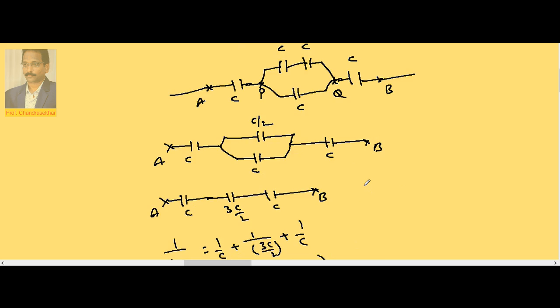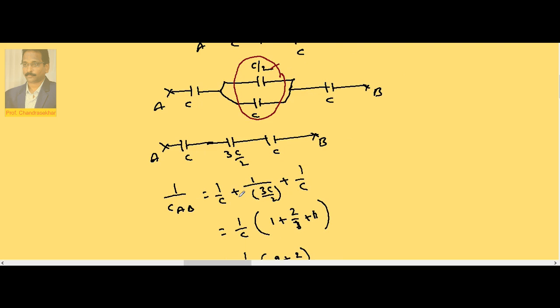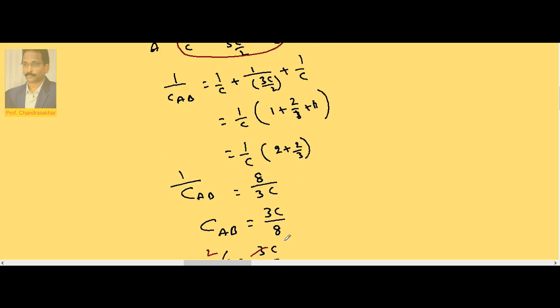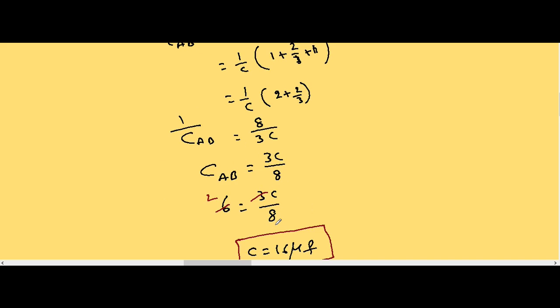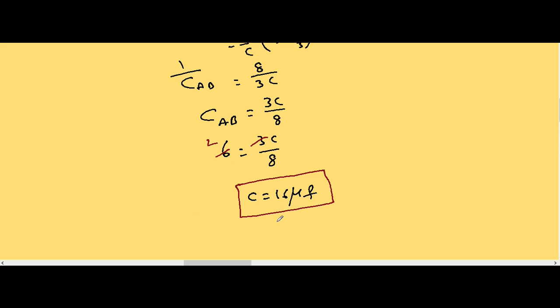Now I am simplifying this one. First I consider these two, C and C in series, so the equivalent is C by 2. Now these two are in parallel, C by 2 and C in parallel, so the equivalent is 3C by 2. Now these three are connected in series between A and B. Therefore, from 1 by C_AB, simplification gives C_AB equal to 3C by 8. Since C_AB is already given as 6, therefore C becomes equal to 16 microfarads.